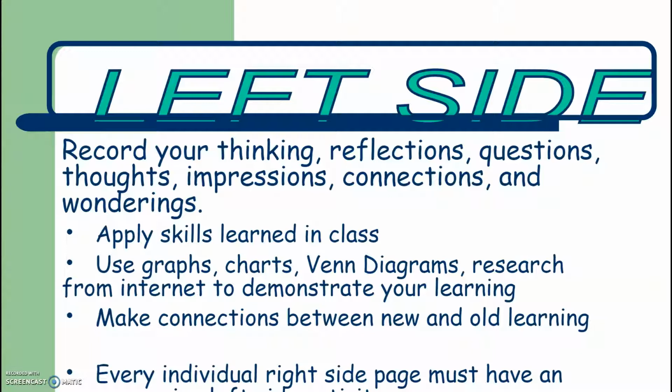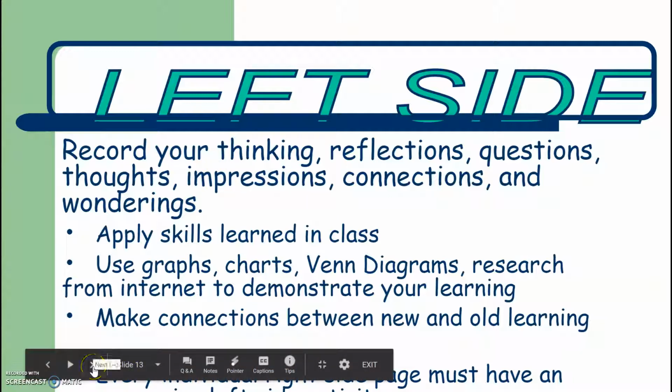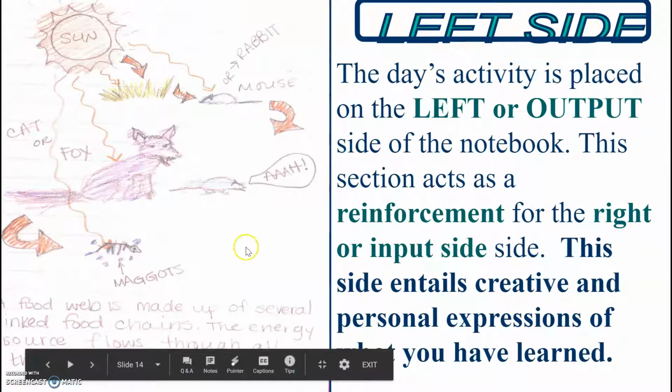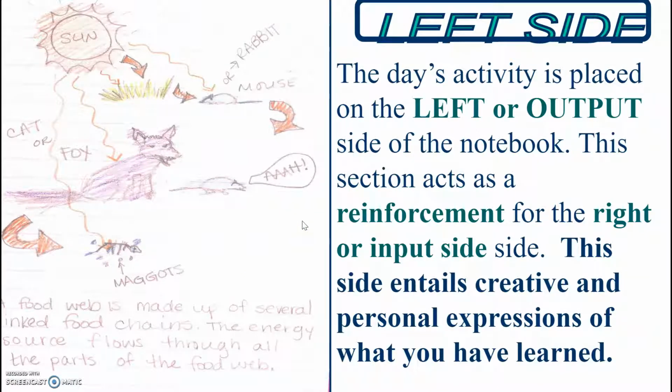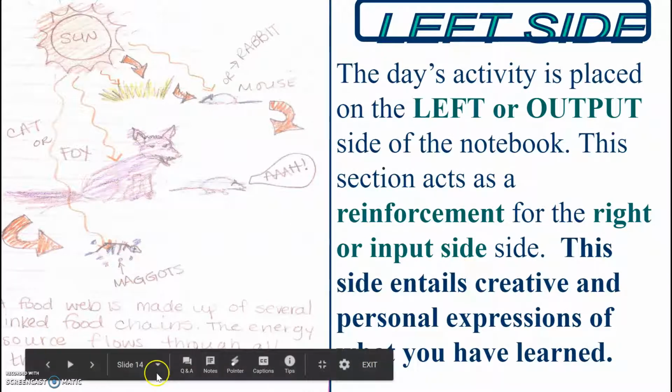Students can use graphs, charts, Venn diagrams, research from the internet to demonstrate their learning, making those connections between the old and the new learning. Here's an example of the food web in a science class. So they created an actual picture to demonstrate the food chain in that science class.